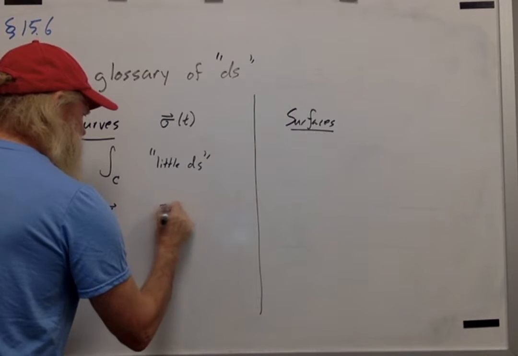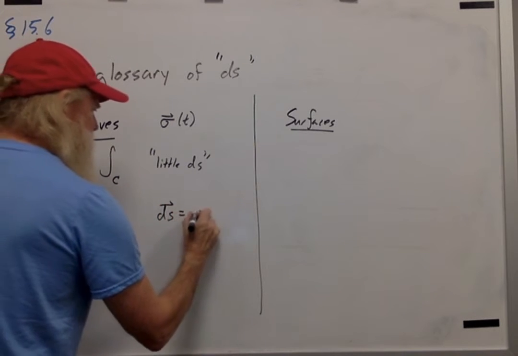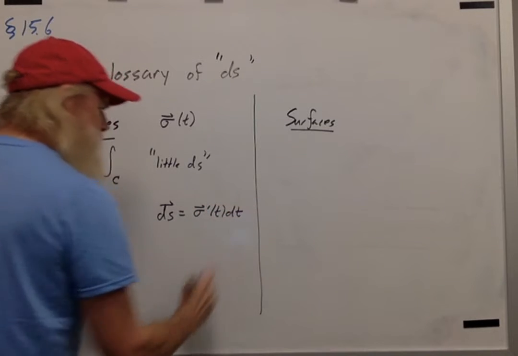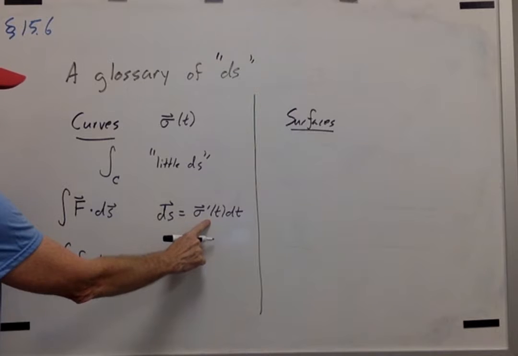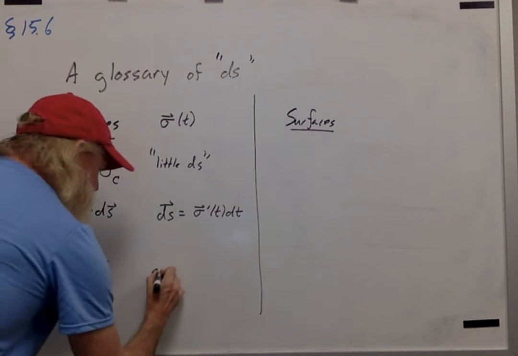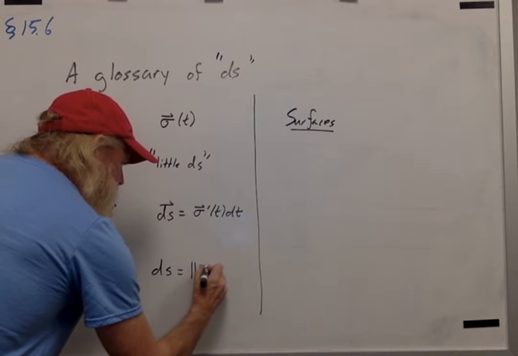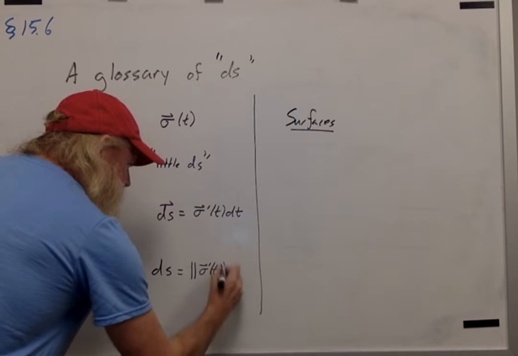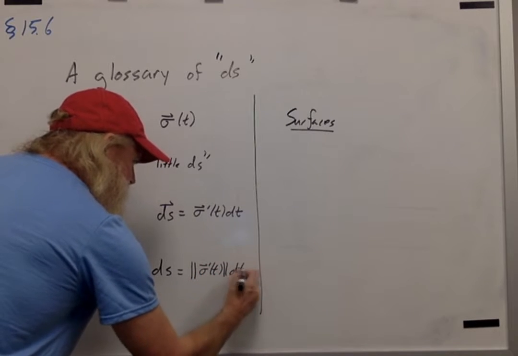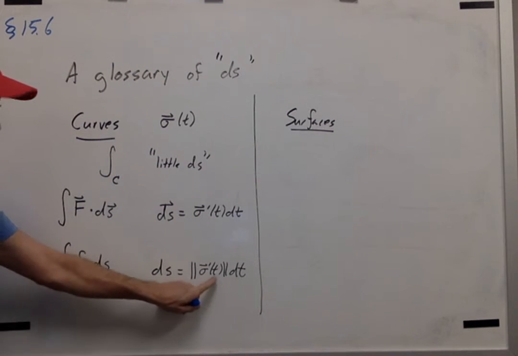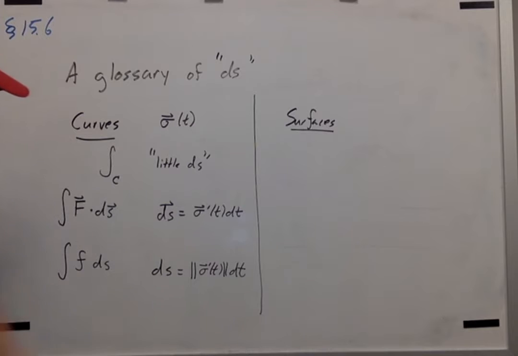Little vector ds is given by sigma prime of t dt. Notice that this is a vector quantity. And little scalar ds is the magnitude of sigma prime of t dt. So vector ds is a vector quantity, scalar ds is a scalar quantity.